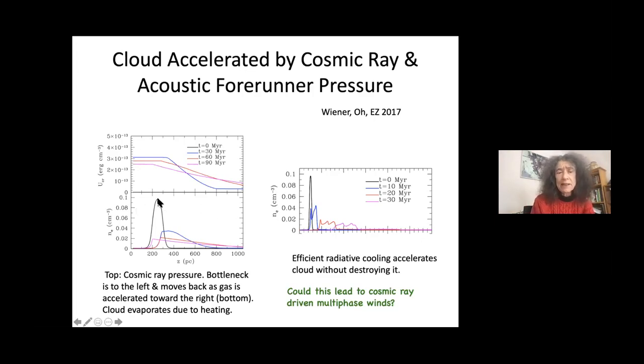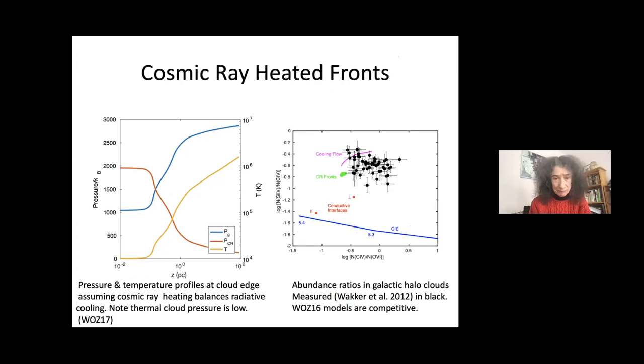And what the cosmic rays tend to do is stretch the cloud out, and they can also set it into motion. So if you assume that there's very efficient radiative cooling, which essentially negates the effect of cosmic ray heating, then the cloud begins to move. And if you're thinking, gee, this is crummy, this is just some numerical noise, it's not. It's actually sound waves bouncing back and forth within the cloud. And so this led us to wonder if there could be cosmic ray driven multi-phase winds, in other words, if cosmic rays could push on dense clouds in this way.